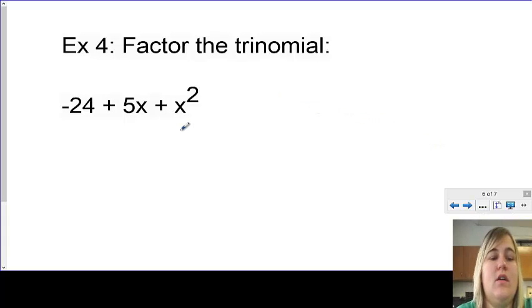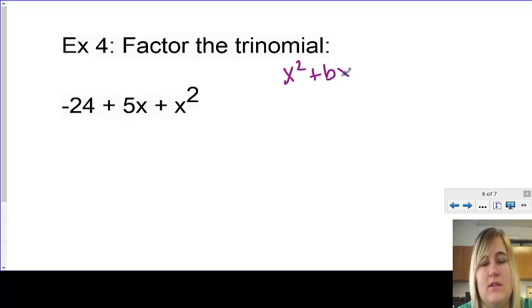Final example here. Before you start factoring these, you should always make sure that you have them in standard form. Okay? Standard form is your x squared plus bx plus c. We always want it in descending exponential order. So the first one is going to be my x squared, then my 5x, then my negative 24.